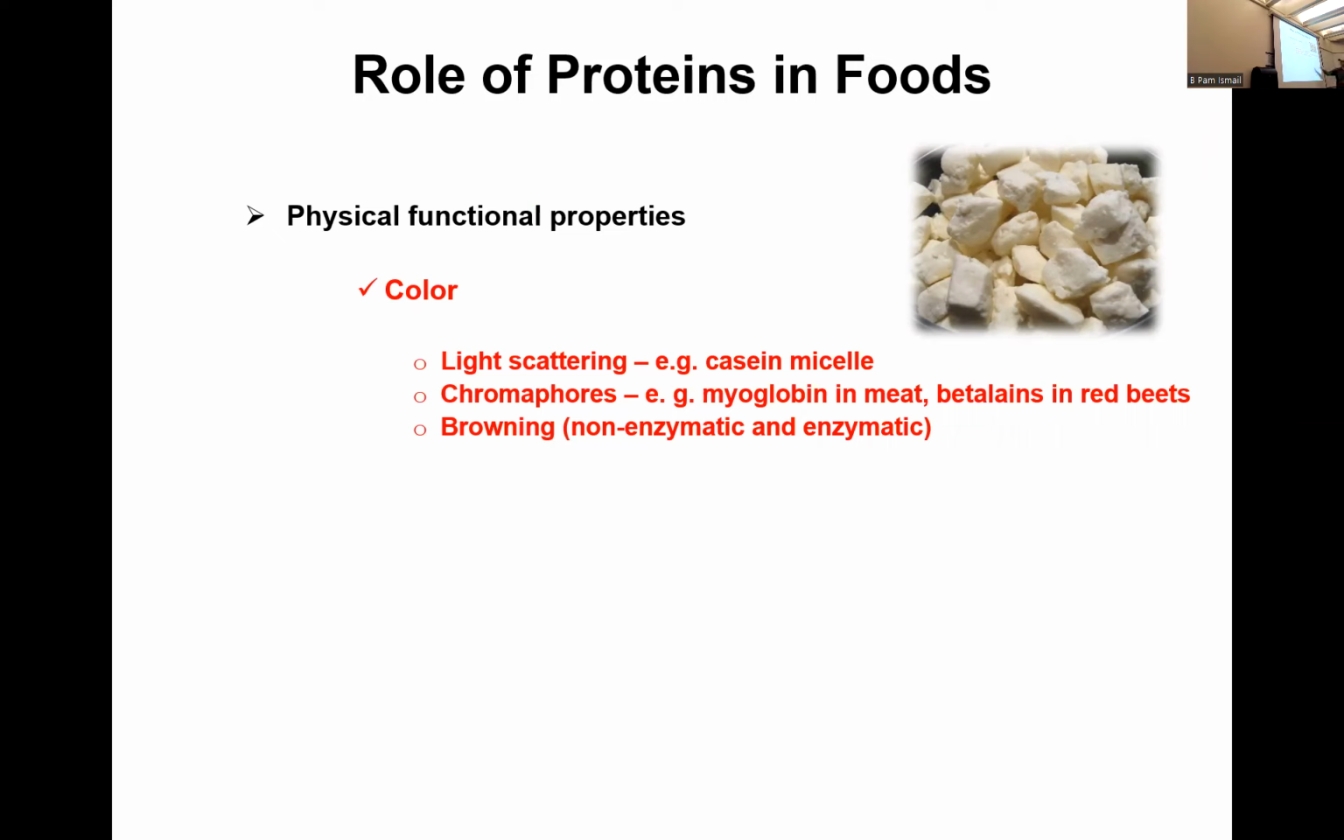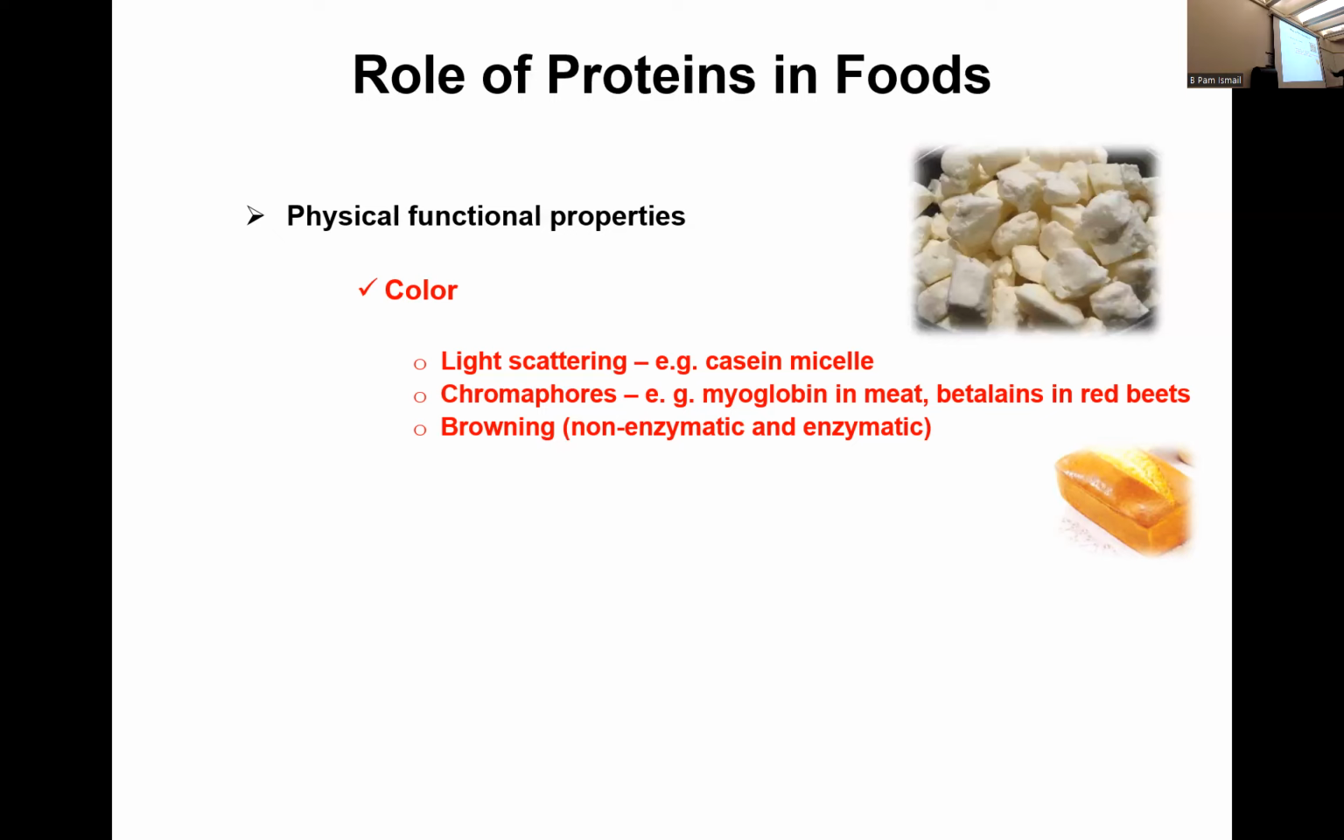Chromophores. So myoglobin in meat gives you the red color. You have the betalains in red beets. These are proteins that give you the red color. And then you have the browning that is important in processing. So you have non-enzymatic browning, which is what? Maillard reaction.